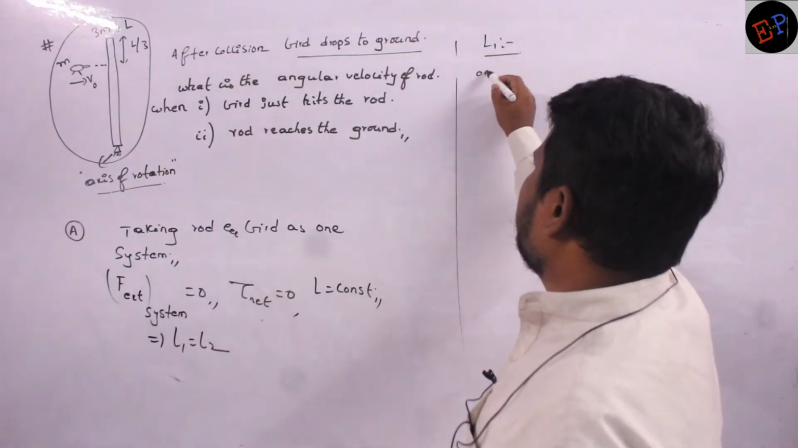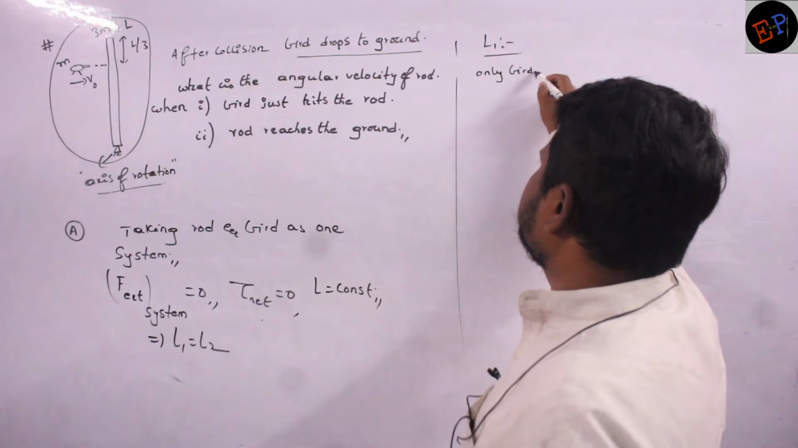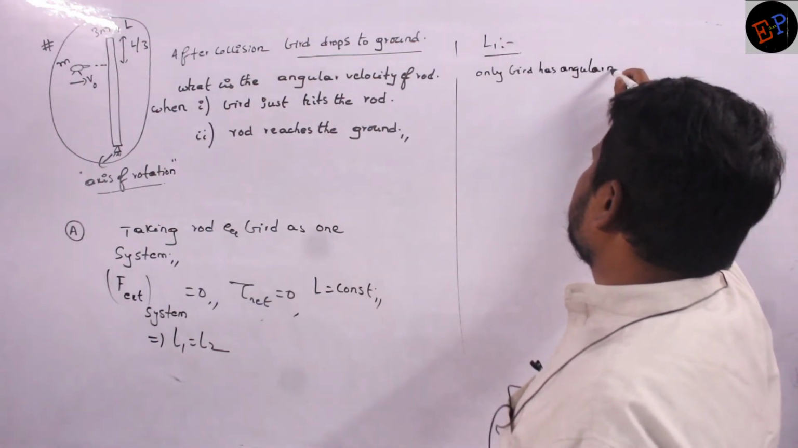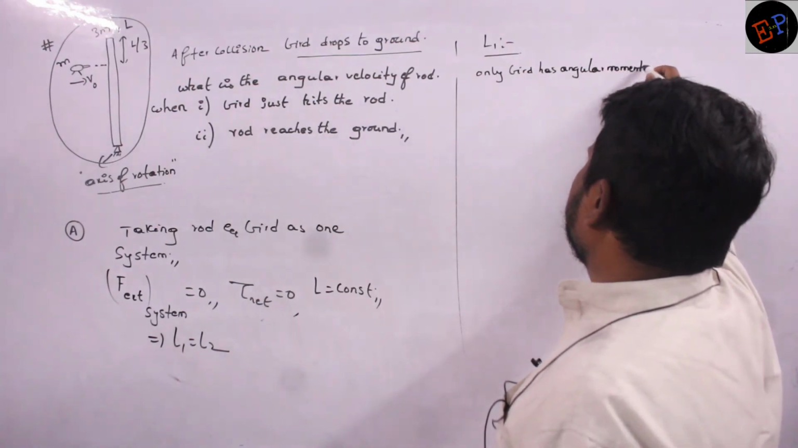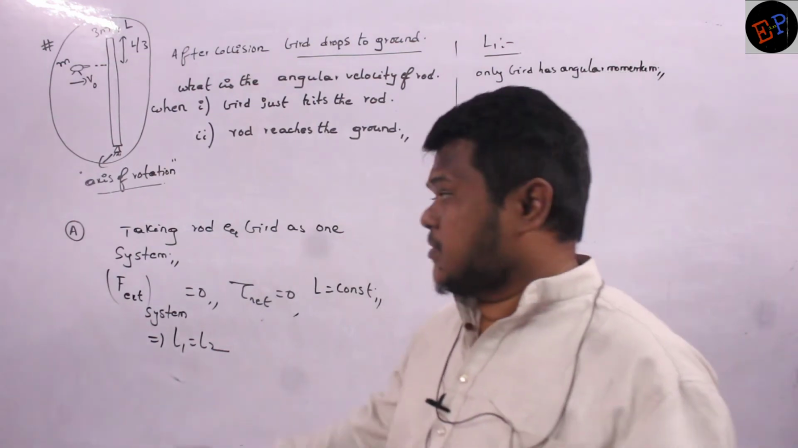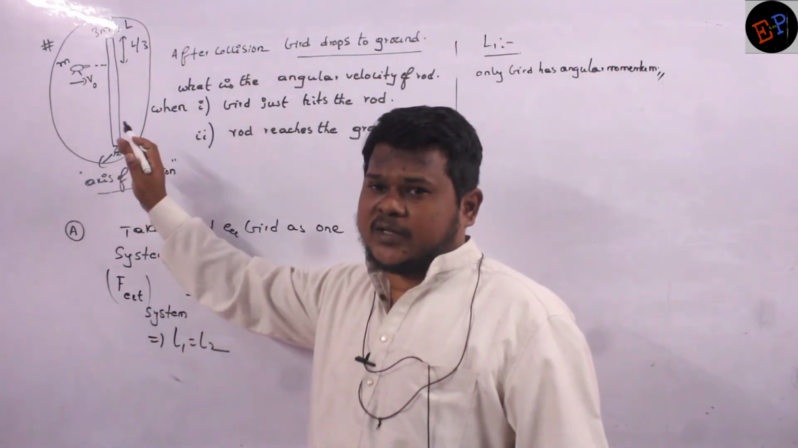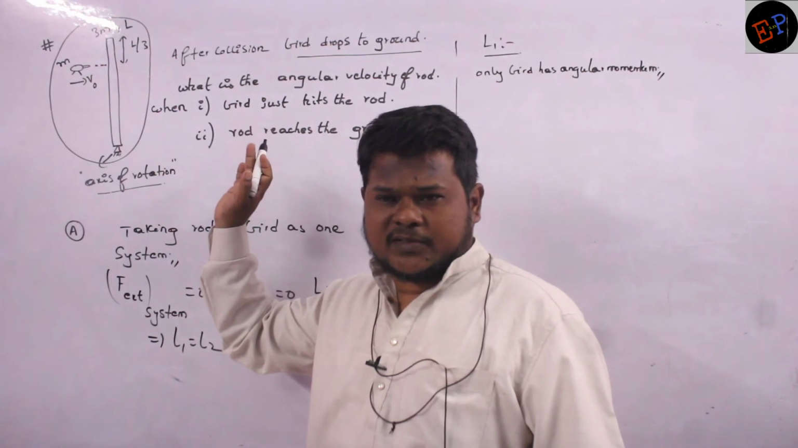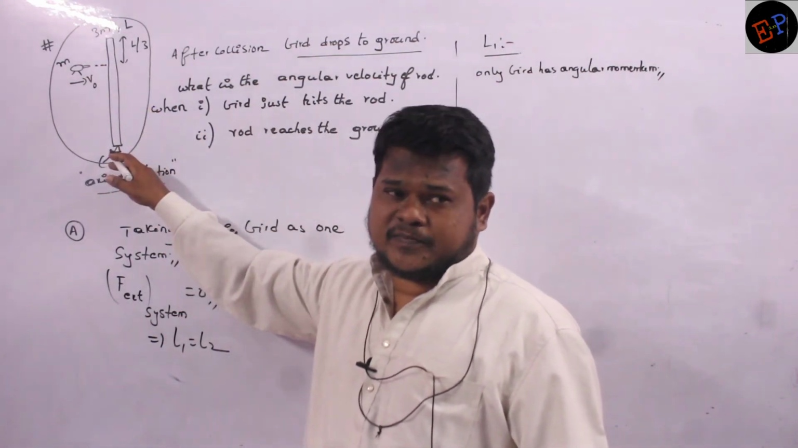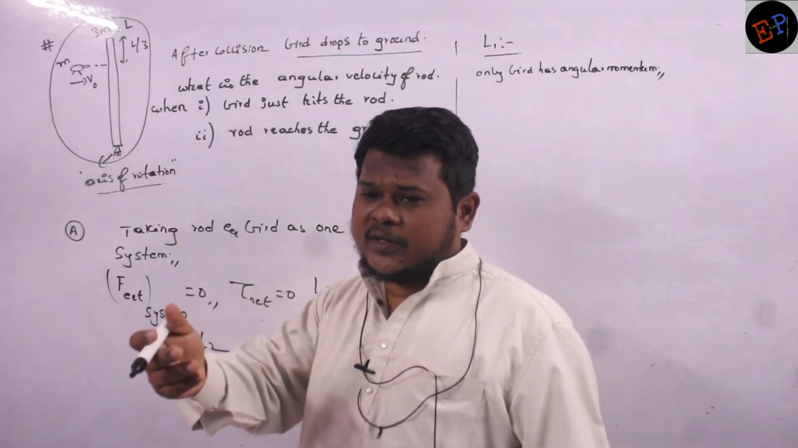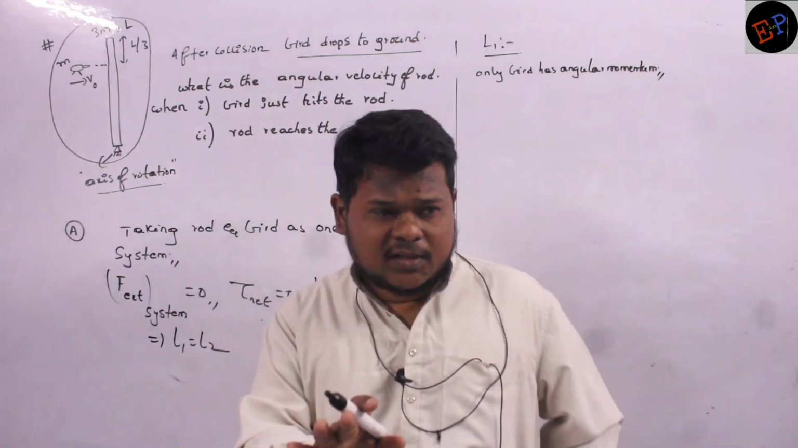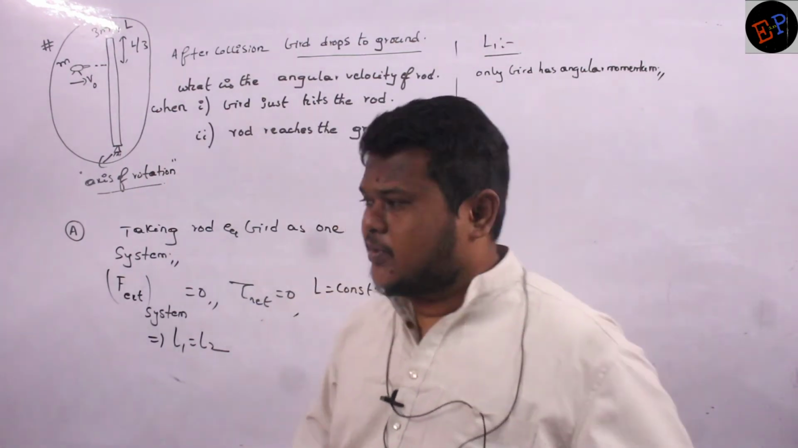Only the bird has angular momentum initially. About which axis? I have to calculate about this axis, because the rod is also rotating about the same axis. So you calculate the angular momentum of the bird also about the same axis. Angular momentum cannot be defined without an axis. Already we have studied that angular momentum cannot be defined without an axis. Are you able to understand?